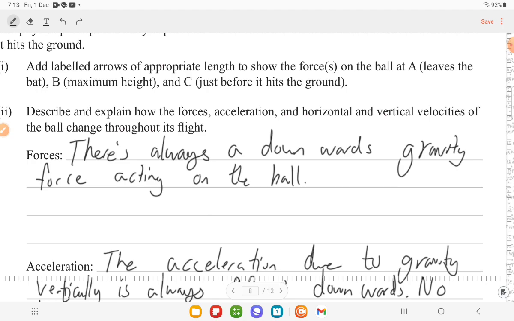Would there be a horizontal? Okay, yeah. This. Wait, let me just check. Okay, so basically, this is wrong. So yeah, there's only gravity.